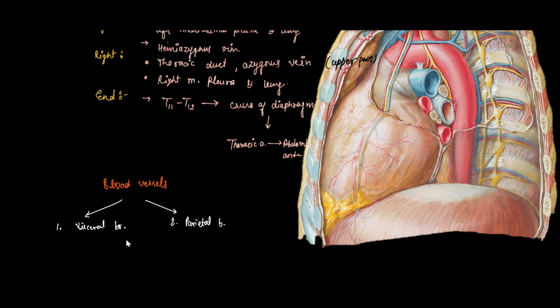The visceral branches are those branches which are supplying blood to the contents of the following cavity, whereas the parietal branches are the branches which are supplying blood to the walls of the following cavity. So let's look at the branches which are included in the visceral classification. One of those branches is the bronchial branches.